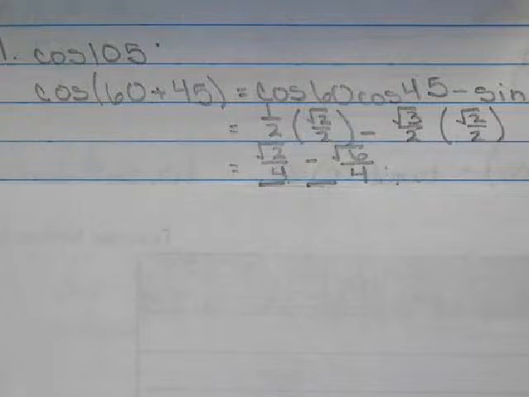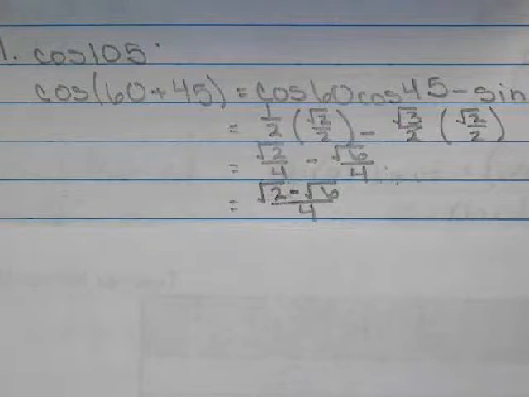And then from there I just find where those points are on my unit circle. The cosine of 60 is a half, cosine of 45 is the square root of 2 over 2, minus the sine of 60, which is the square root of 3 over 2, and the sine of 45, which is the square root of 2 over 2. And you just multiply those fractions, so you get the square root of 2 over 4 minus the square root of 6 over 4. Then I simplify that by combining them, and I get the square root of 2 minus the square root of 6 over 4. Now this doesn't simplify anymore, because I don't have like radicals, so I can't do anything else with it.